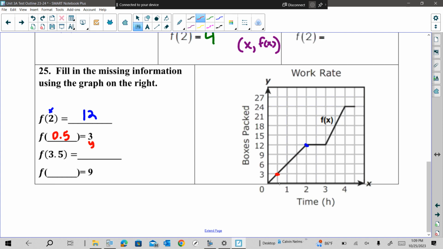Okay. All right. What about when it's 3.5? That's 18. Yeah, 18. And 1.5 for the last one. Yeah, 1.5. There we go. Okay.